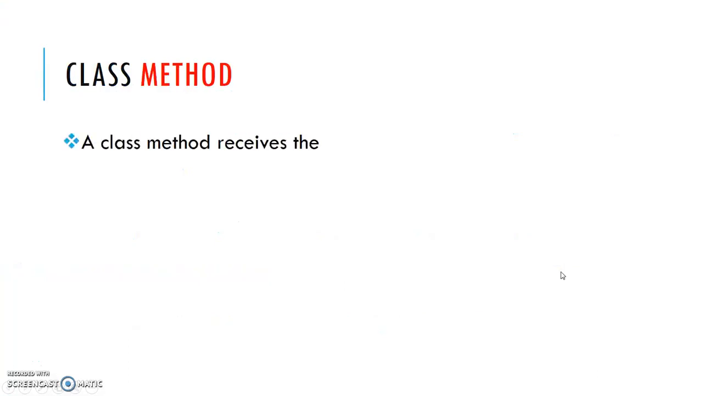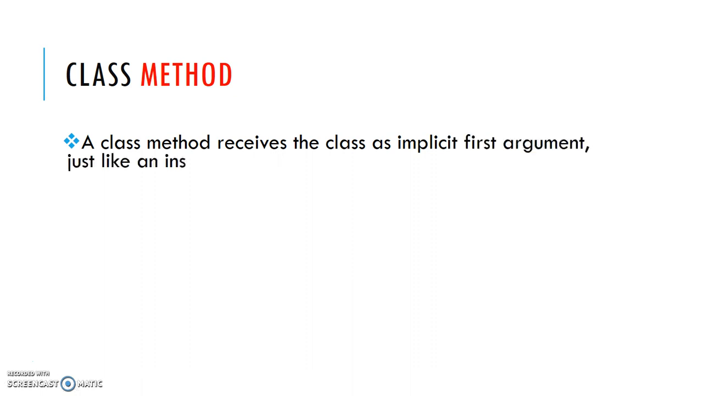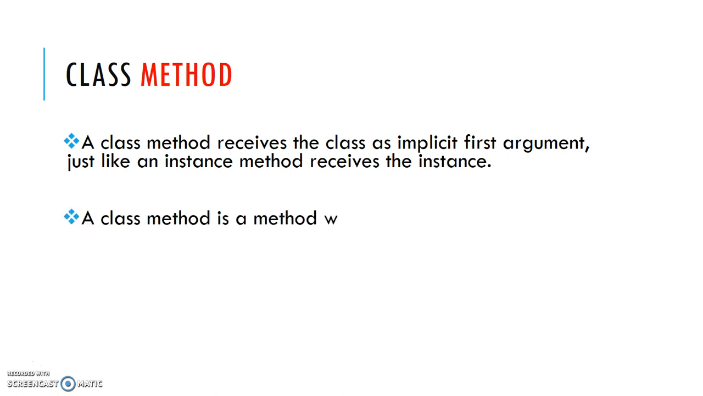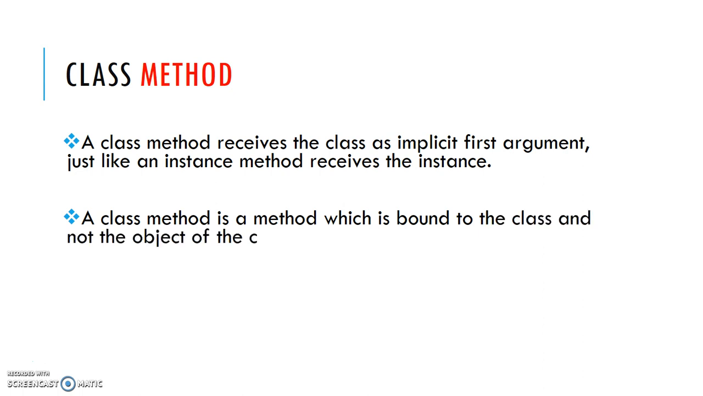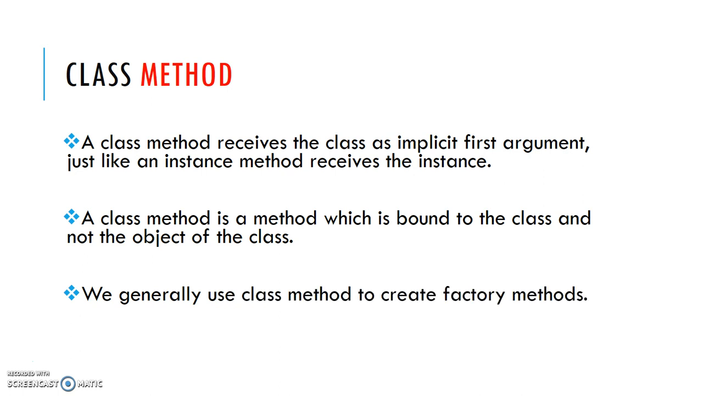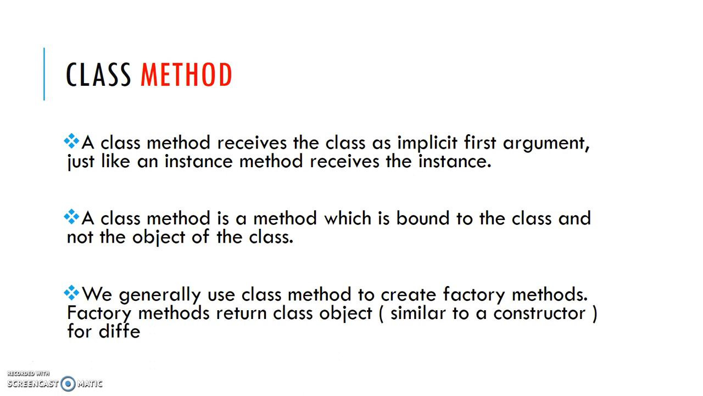A class method receives the class as an implicit first argument, just like an instance method receives the instance. A class method is a method which is bound to the class and not the object of the class. We generally use class methods to create factory methods. Factory methods return class objects, similar to a constructor, for a different use case.